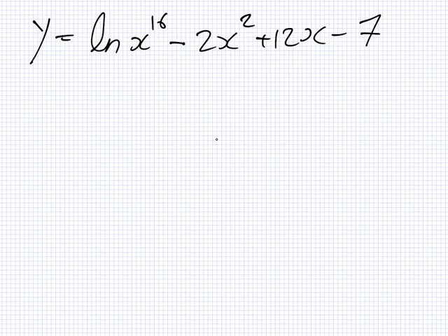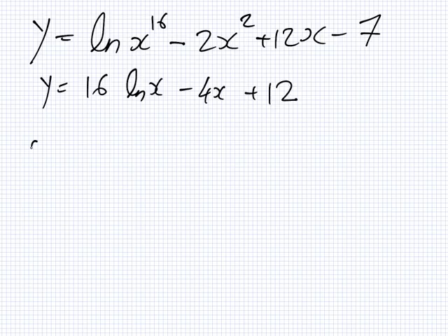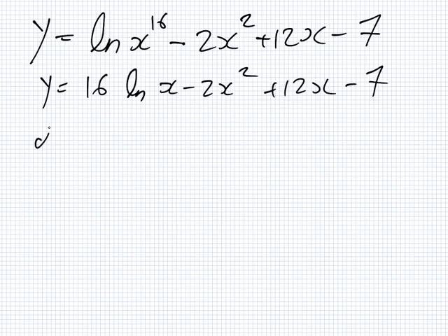Okay, we have an answer here? Yeah. So first, let's get the derivative. Well, actually no, first let's simplify a little bit. 16 log x minus 4x plus 12. Now let's get the derivative. 16 over x minus 4. Oh my goodness, I did two steps at once, so sorry. Minus 2x squared plus 12x minus 7. Now we'll get the derivative.